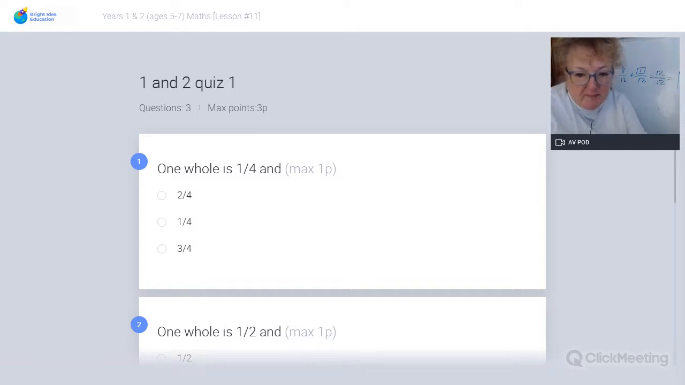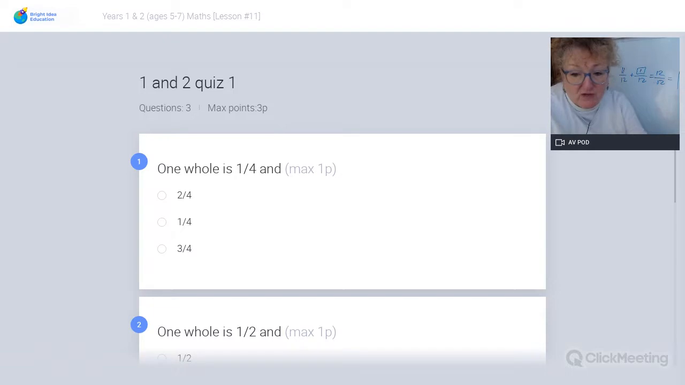So we've got a few people just to finish. You're doing really, really well. So the question is not saying to you, choose the number that is one whole. It's saying one whole is 1/3 and what? If you've got 1/3, what do you need to add to that to make the whole? That's what we're saying. What do you need to add?